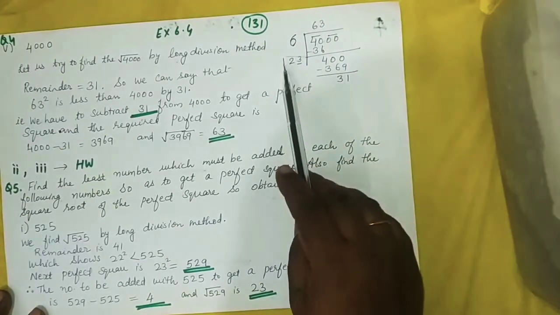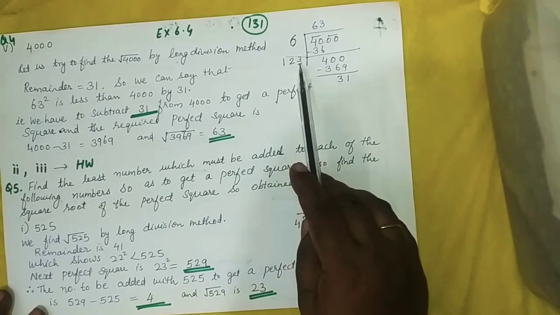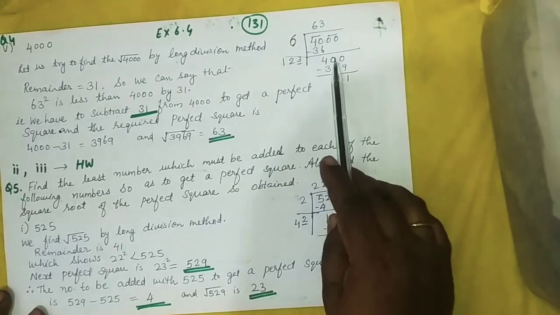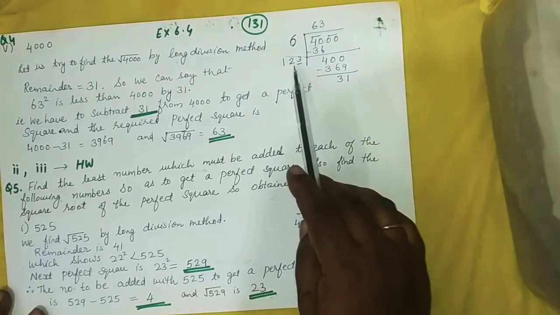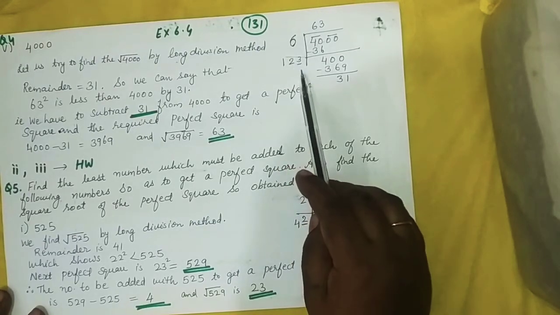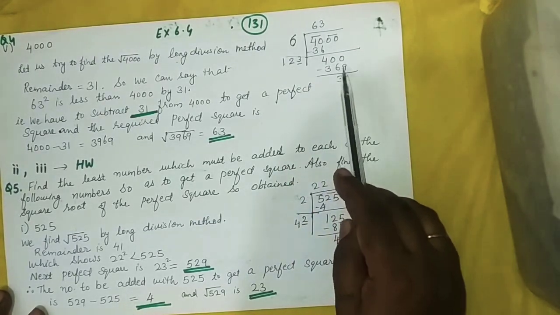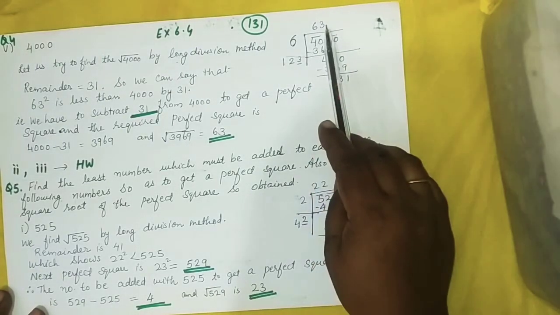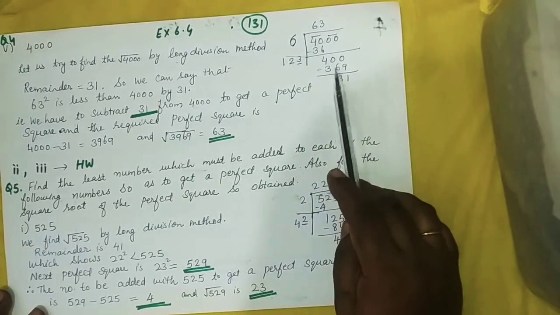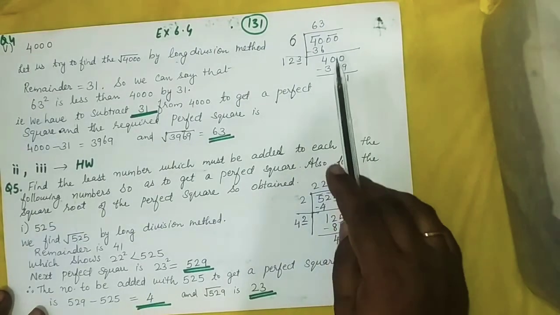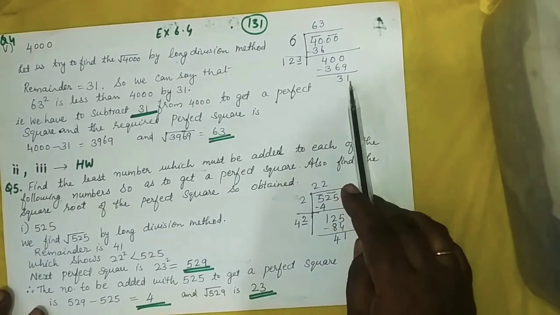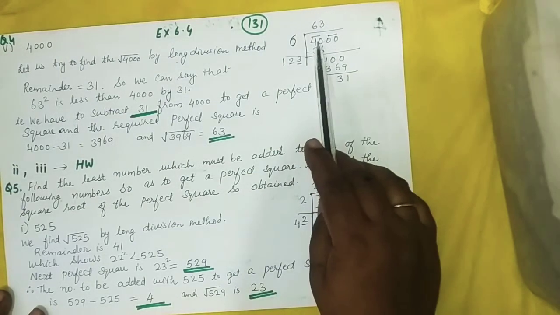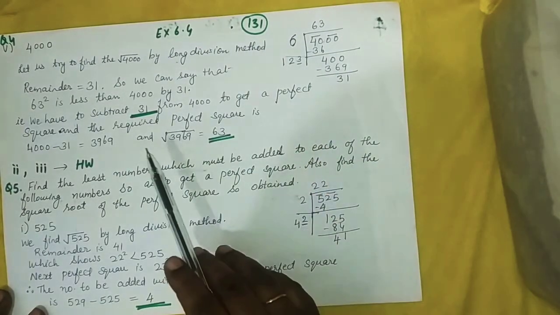Now 2 into 6 is 12. Here you got 12. And on the right side one digit you can write so that a number will be formed which is a little less than 400. Okay, 123 into 3 is 369. That 3 we are writing in the quotient also. So when we subtract 369 from 400, you are getting 31. So the remainder is 31.